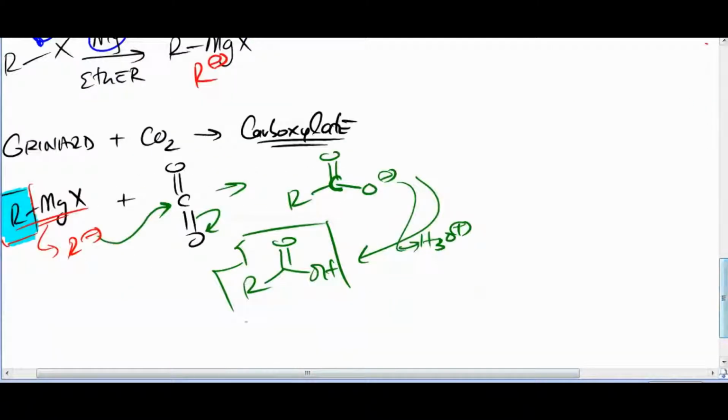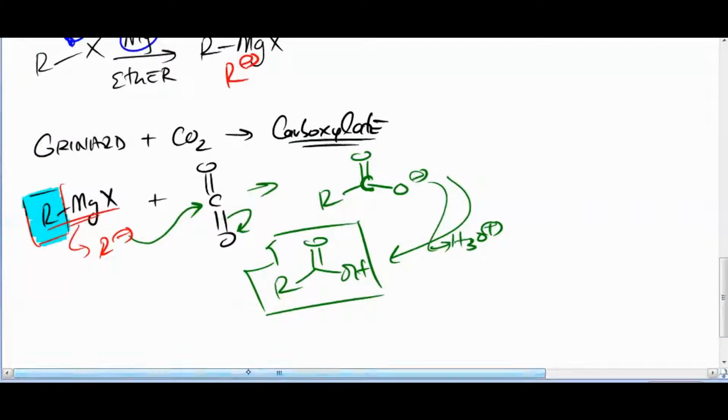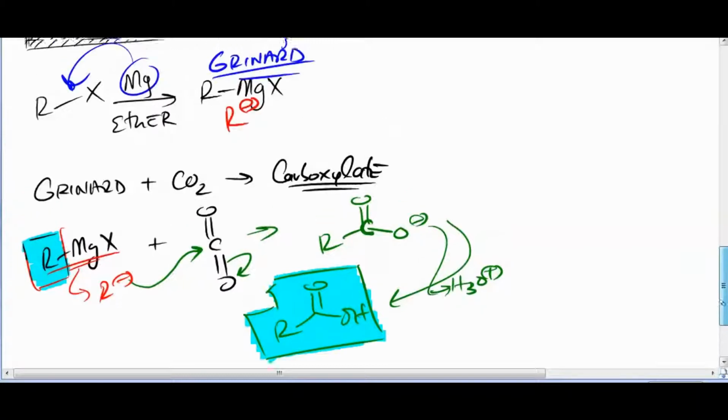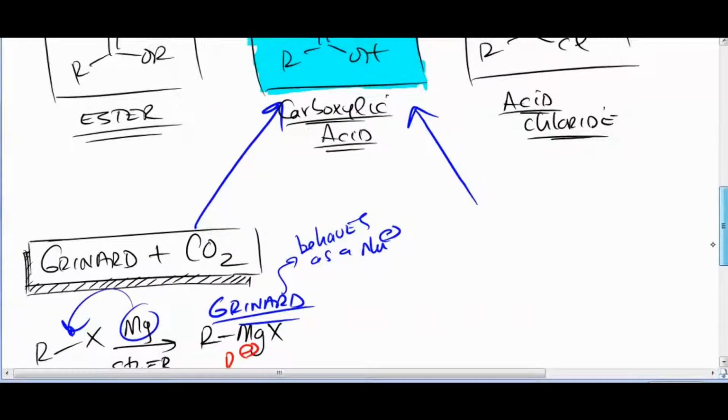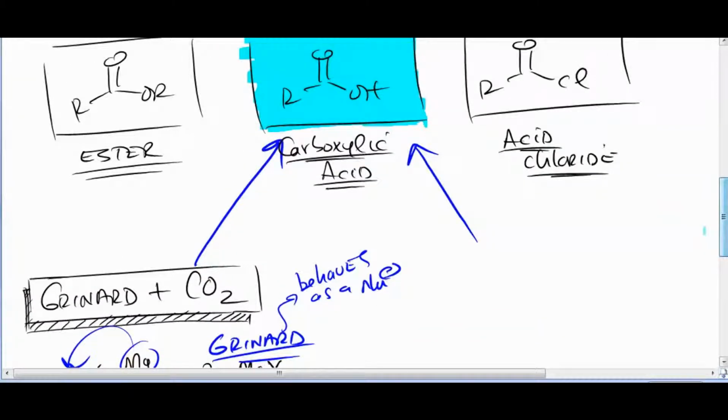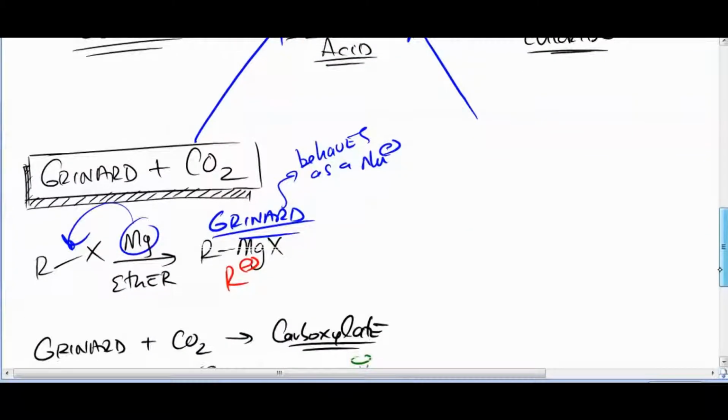So what happens to the MgX? It just goes away? Yeah, just somewhere there. It's unnecessary. Well, it's necessary, but it's unnecessary. Okay. So this is our product. So this is a way we can generate carboxylic acid. If we start off with an alkyl halide, this is the way we can generate a carboxylic acid.